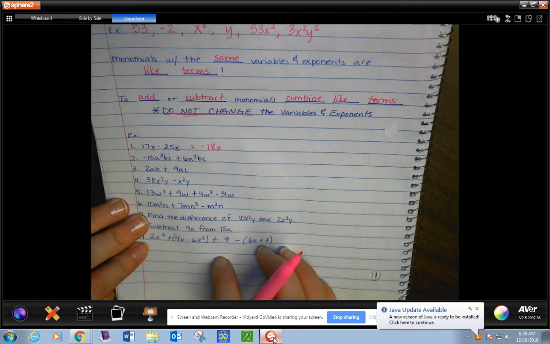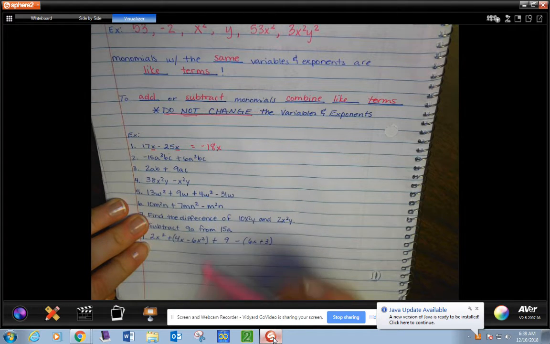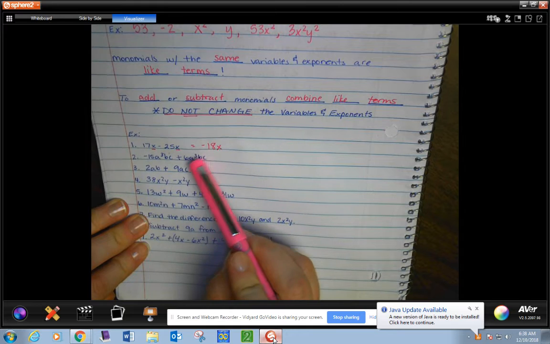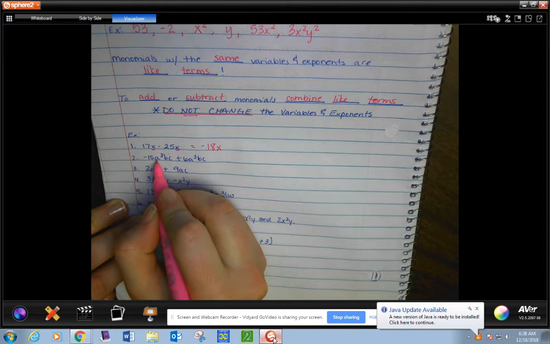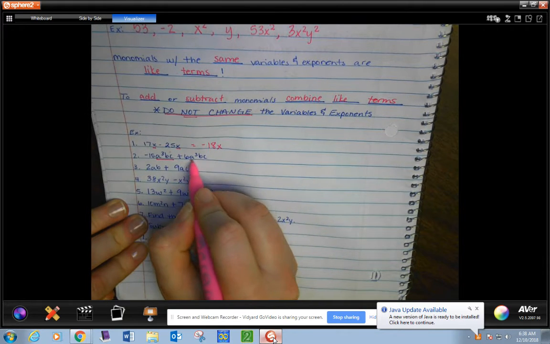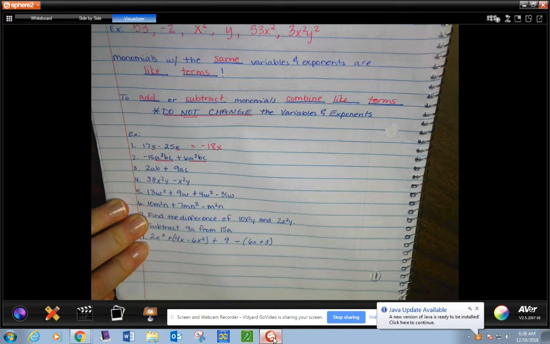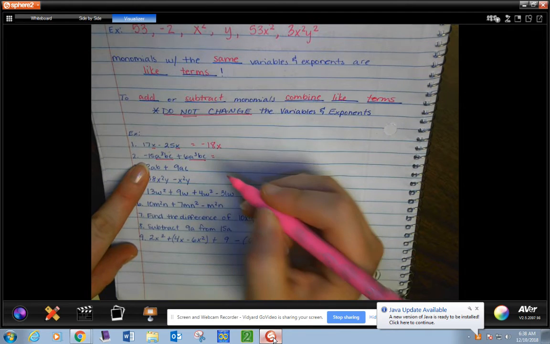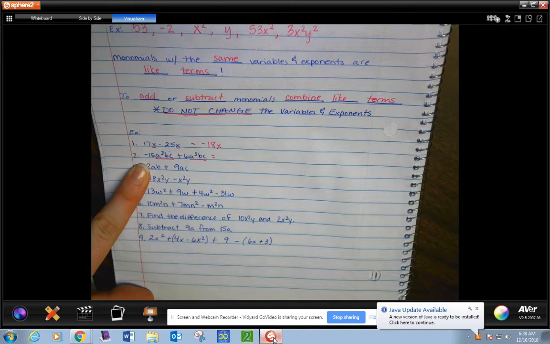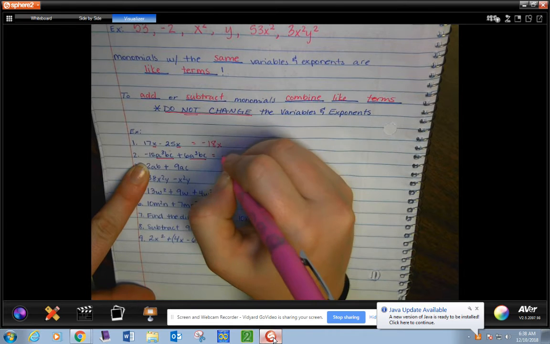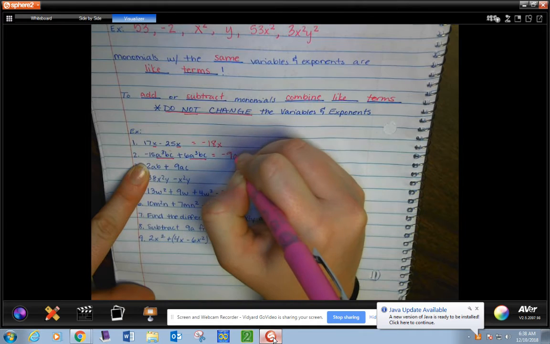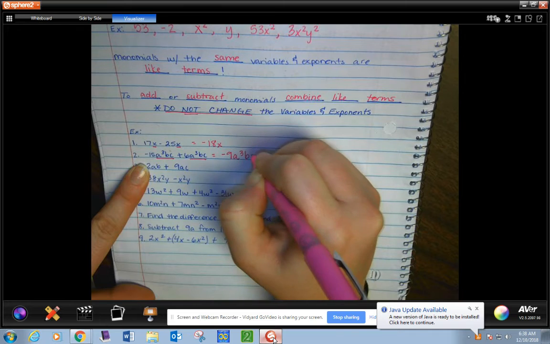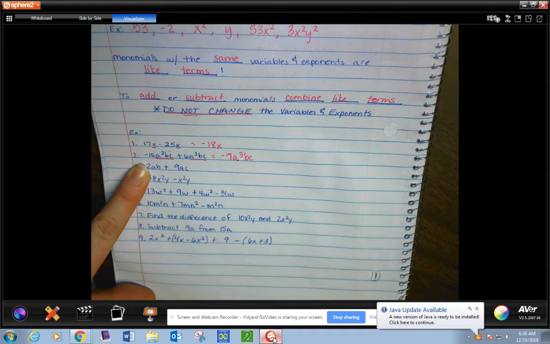Okay, for example 2, I have negative 15 a to the third bc plus 6a to the third bc. So you have to look at the letters as a whole. Are the letters in the exact same order, same exponents? a^3bc. Yes, they are. So what you're going to do is you're just going to add the numbers. So negative 15 plus 6, which gives me negative 9. And I do not change the letters or the exponent this time, and that's my answer.